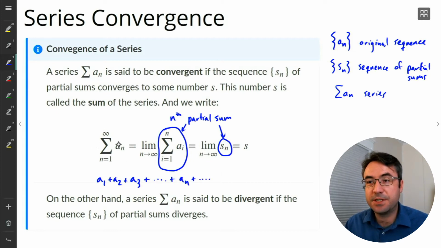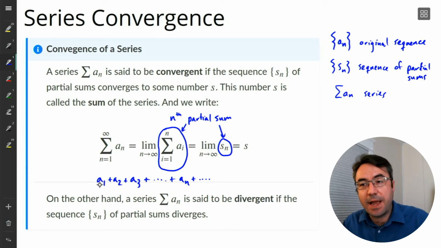So our original series, another way to think of it, again, is just we're adding up all the terms of our original sequence an. So we're adding them up. And the dots just mean it keeps going. We keep adding.